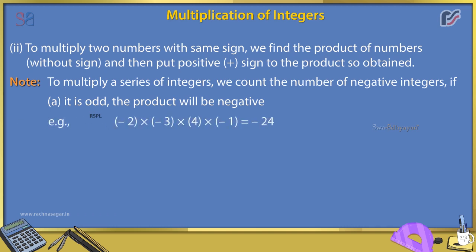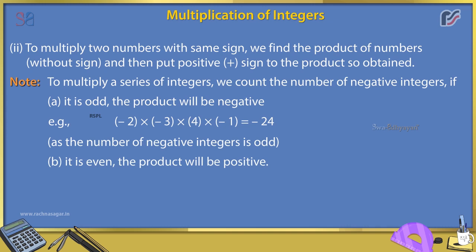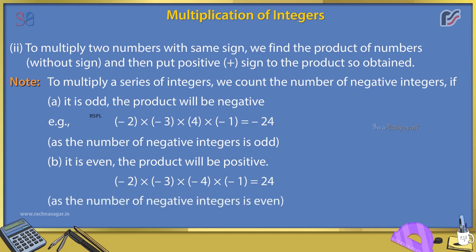Example: (minus 2) into (minus 3) into (4) into (minus 1) is equal to minus 24, as the number of negative integers is odd. B. If it is even, the product will be positive. (minus 2) into (minus 3) into (minus 4) into (minus 1) is equal to 24, as the number of negative integers is even.